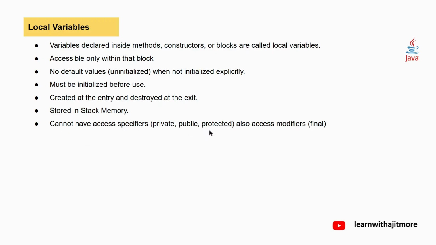They cannot have modifiers such as public, private, protected. Also, static, not final. Final can be there. Local variables can have final, but local variables cannot have the static modifier, and they cannot have public, private, protected, which instance and static variables can have.